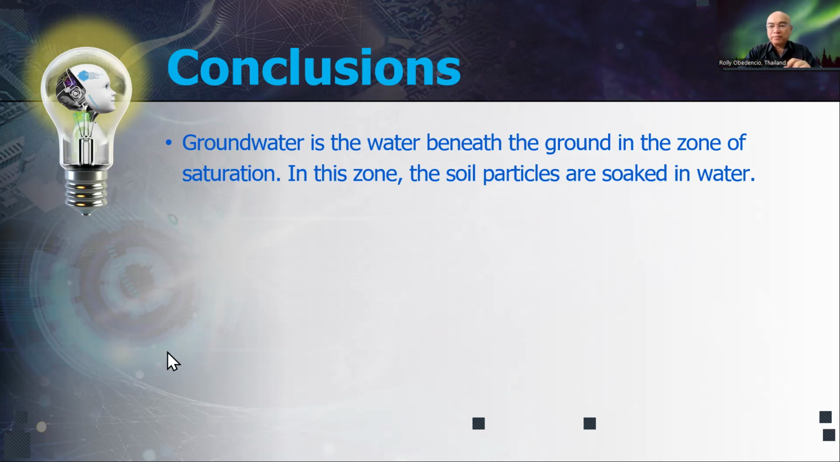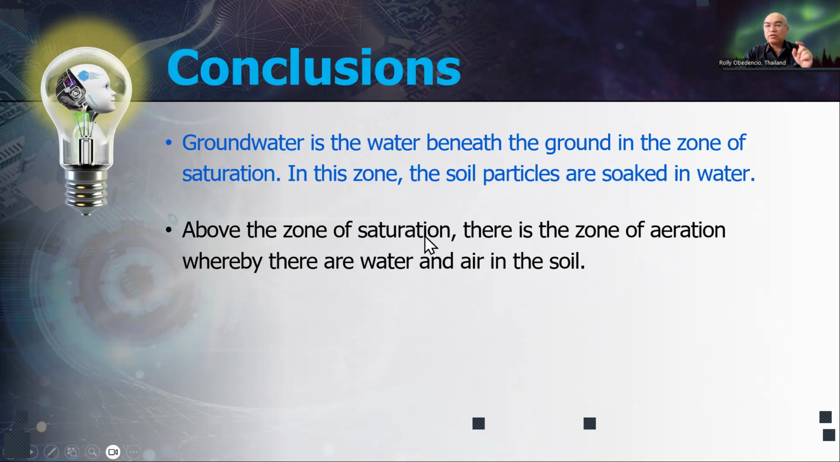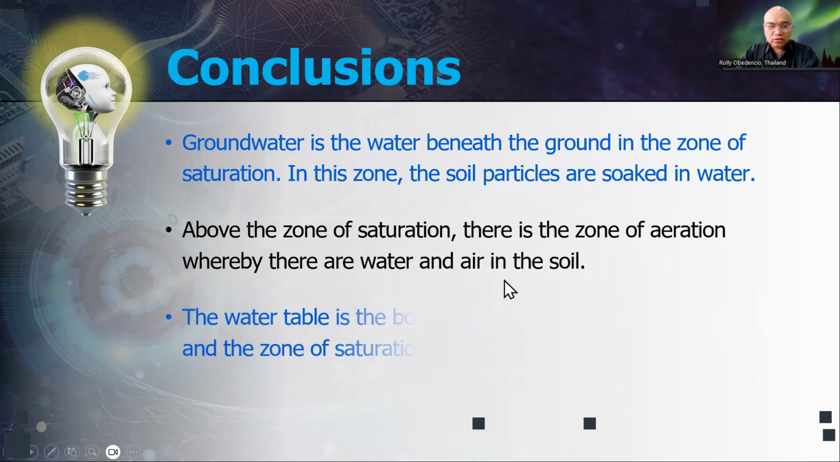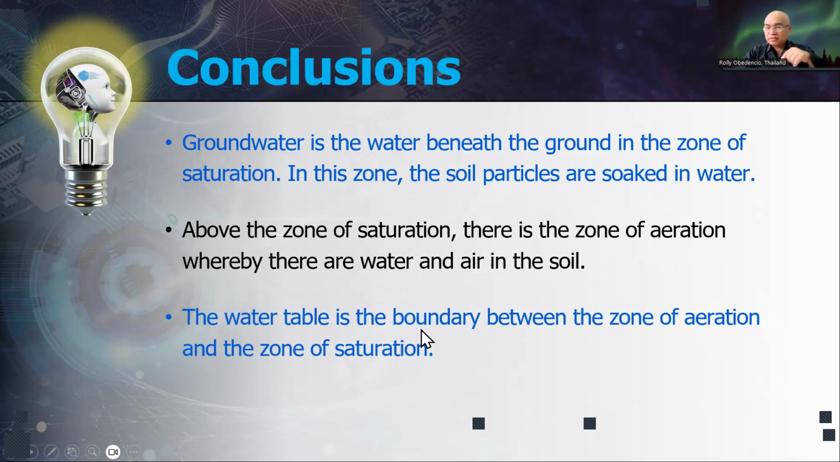Groundwater is the water beneath the ground in the zone of saturation. In this zone, the soil particles are soaked in water. Above the zone of saturation, there is the zone of aeration, whereby there are water and air in the soil. The water table is a boundary between the zone of aeration and the zone of saturation.